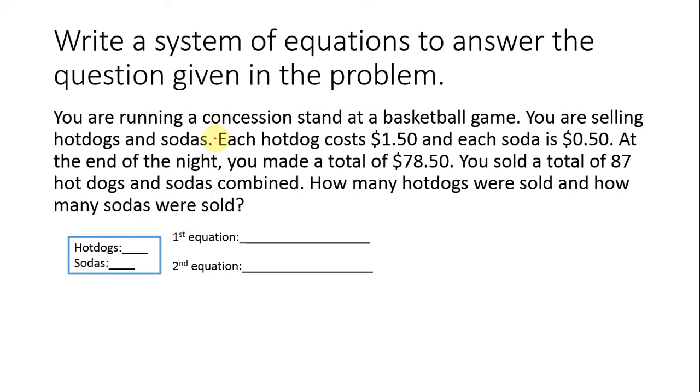So here I am looking for how many hot dogs and how many sodas were sold at a certain event. At the end of the night, you made a total of $78.50. 1.5 H plus 0.5 S equals 78.50. How did I get that?